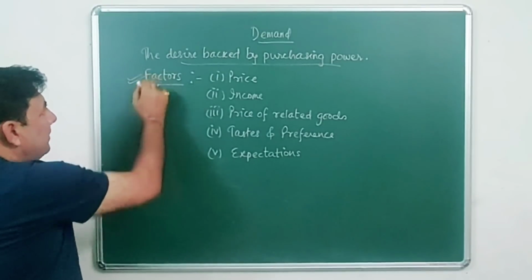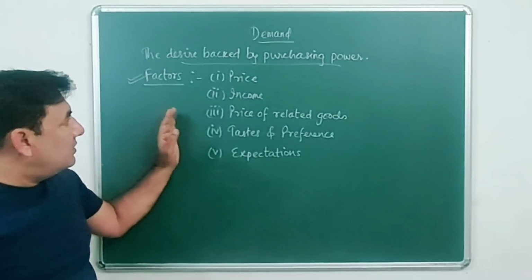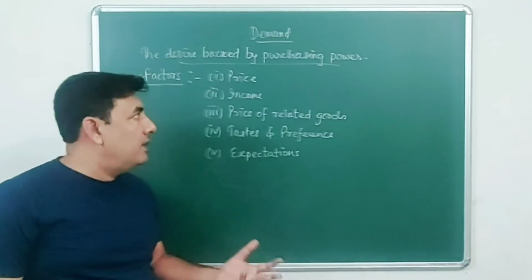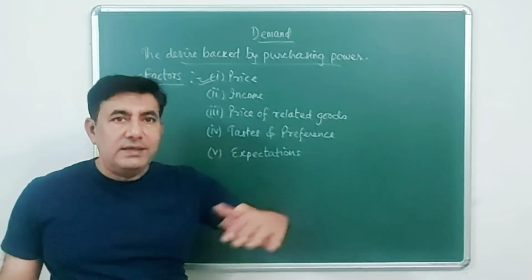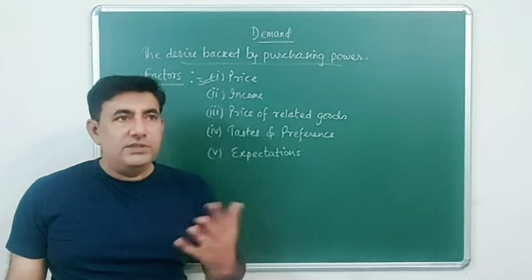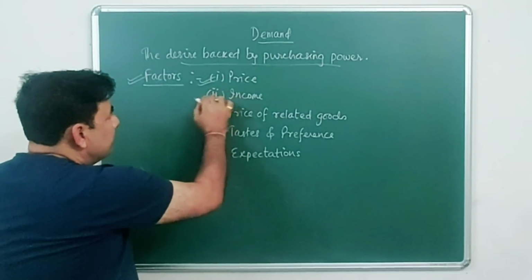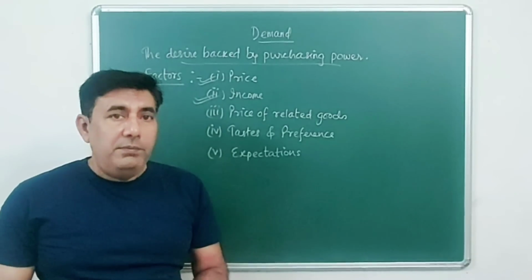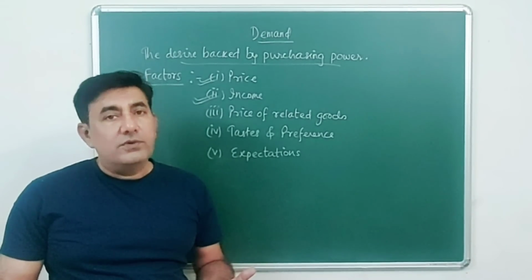And this one is a very, very important question. It has come a lot of times, and I got this question in the previous paper also. What are the different factors that affect the demand of a commodity? The first one is the price. When the price of the commodity increases, the demand will fall, which is also known as the law of demand. And income. If the income of the consumer increases, obviously he will have more purchasing power, and with that he can consume more and more goods and services.